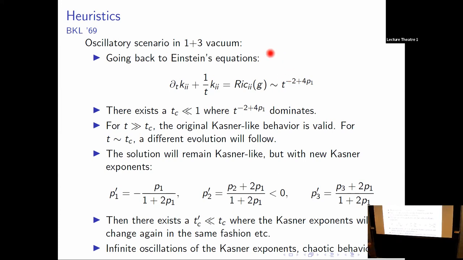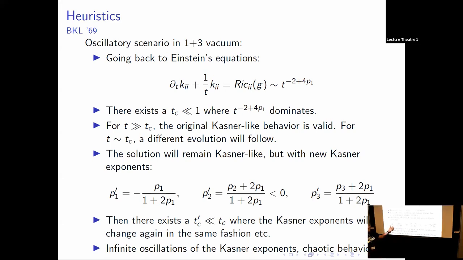So you can try to guess which terms are important and which are not, and you throw away the unimportant terms, and then you get an integrable equation. It turns out that this equation initially was modeled by one Kasner type solution, but as t goes to zero, is modeled by a different Kasner type solution. And the exponents change in this fashion. The new exponents are rational functions of the previous ones.